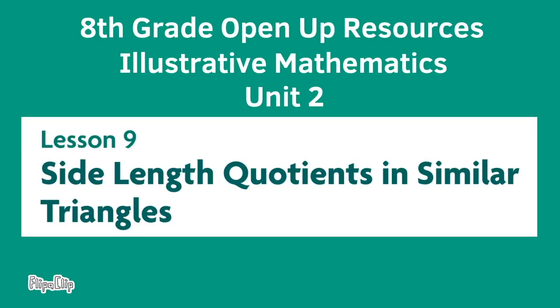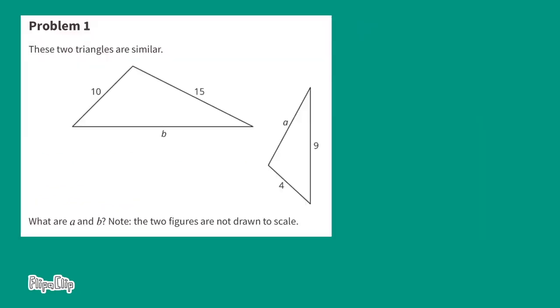Eighth grade Open Up Resources, Illustrative Mathematics. Unit 2, Lesson 9. Side length quotients in similar triangles. Problem number 1. These two triangles are similar. What are A and B? Note the two figures are not drawn to scale.